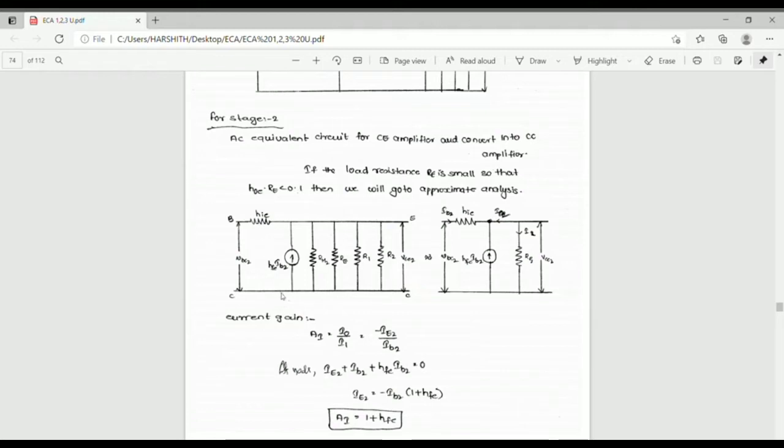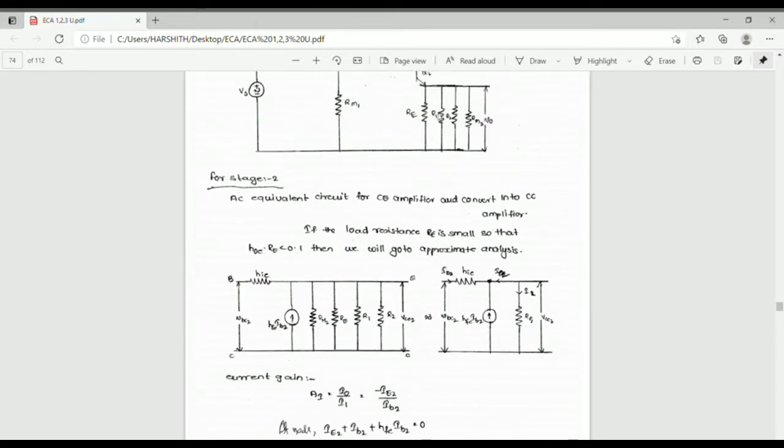So hie, hfe, IB2, this is the current source. The remaining all are in parallel. That becomes RB2, RE, R1, R2. And the voltage is VCE2, the voltage between the emitter and collector, so it becomes VCE2, second stage.